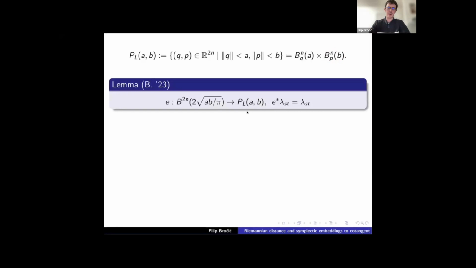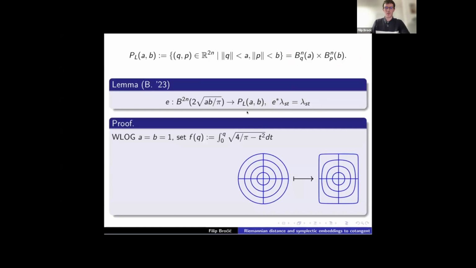And now the lemma is that we have a symplectic embedding from a ball of capacity 4AB. So the capacity of this ball is 4AB, but the radius is given by 2 times the square root of AB over pi. And additionally, this embedding is not only symplectic, but it also preserves the standard Liouville structure, which for us is the sum of p dq, because we want to look at this Lagrangian product disk as a local model for the cotangent bundle.